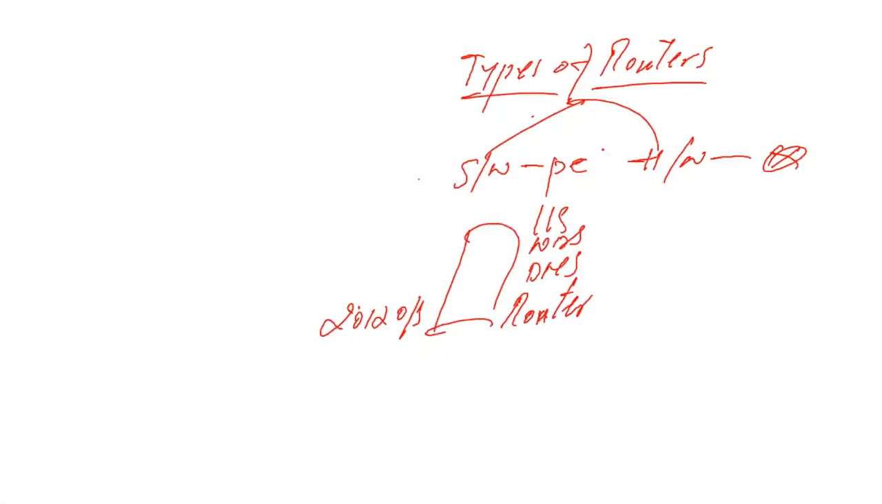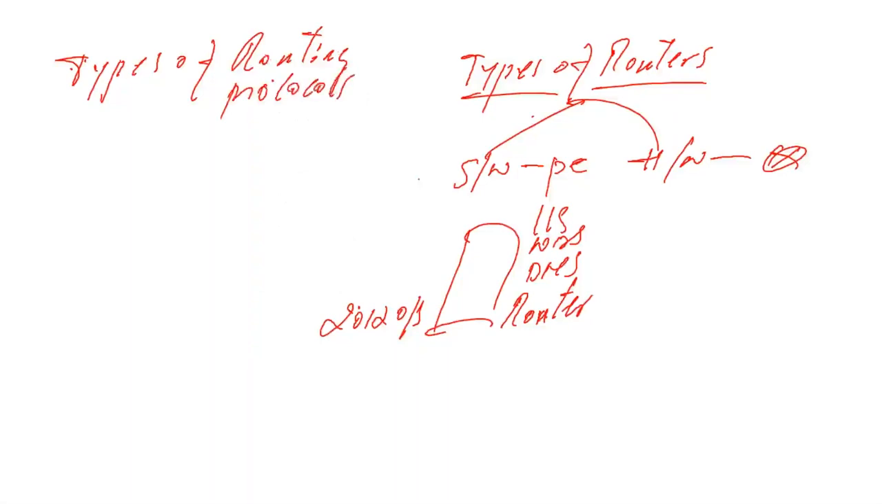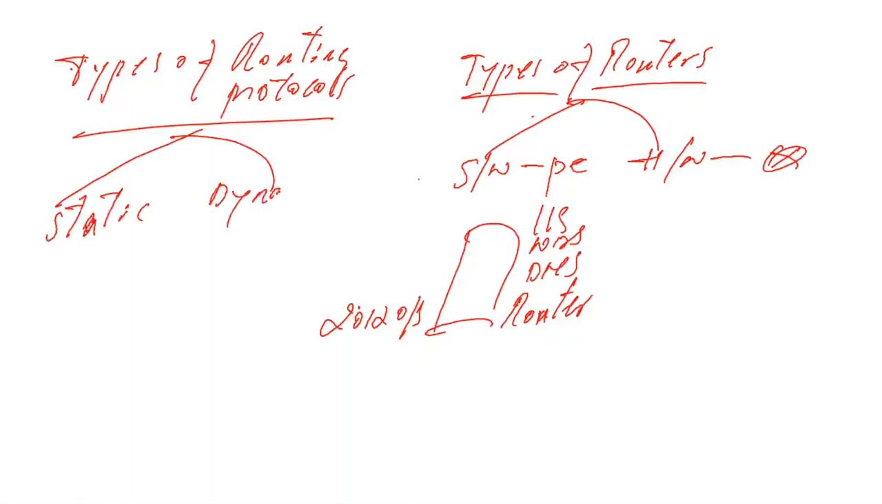But what is the use of a software router and hardware router? To connect from one LAN to another LAN to establish communication, right? But how are the routers working? The routers are working by using routing protocols, right? So we have to check how many types of routing protocols we have. So here we have two types of routing protocol. One is called static and one more is called dynamic.